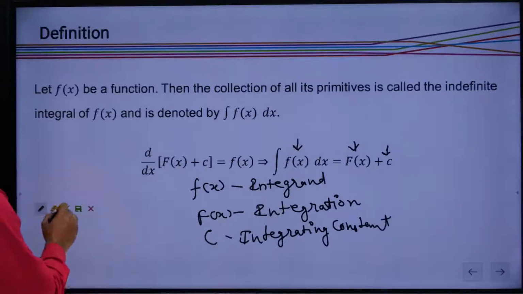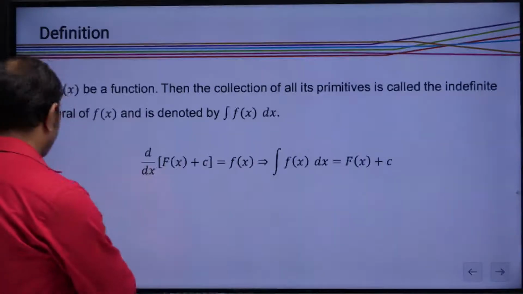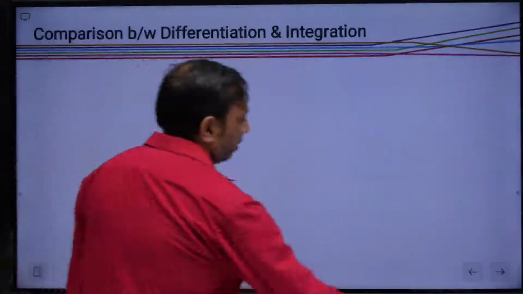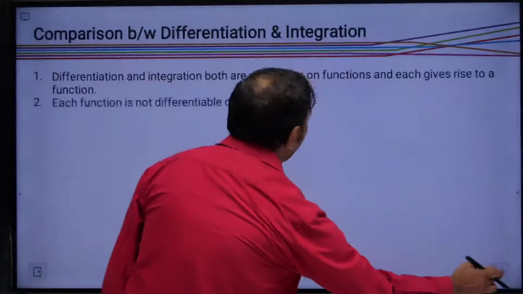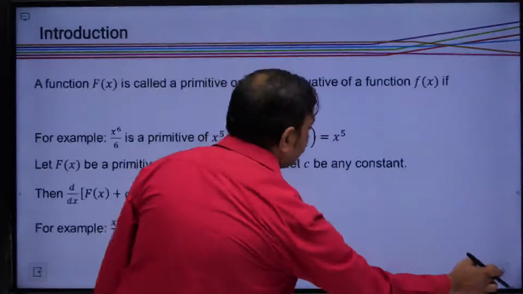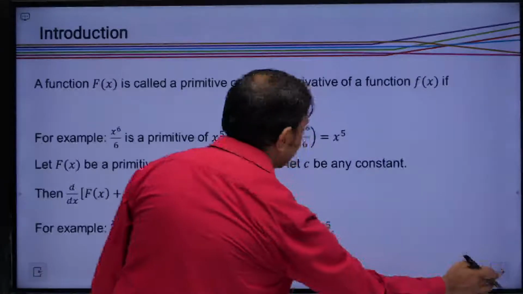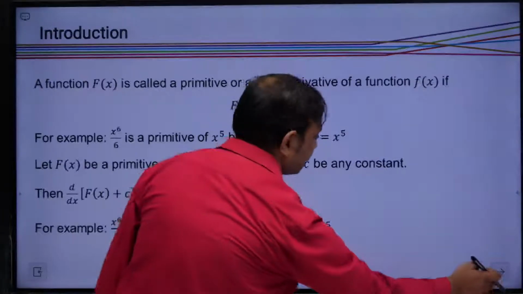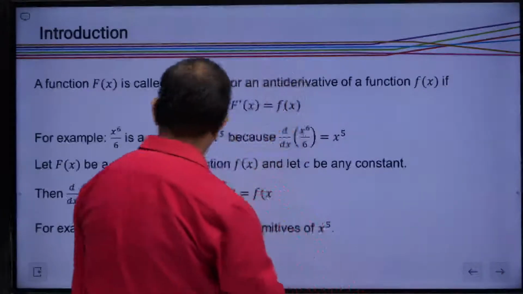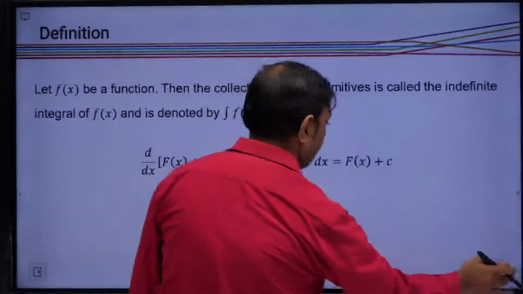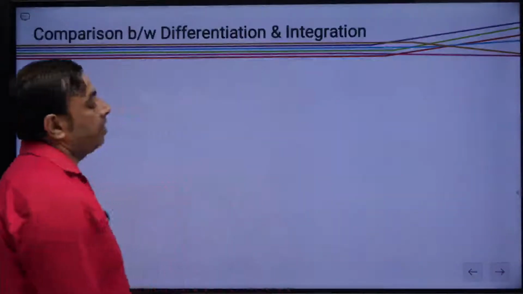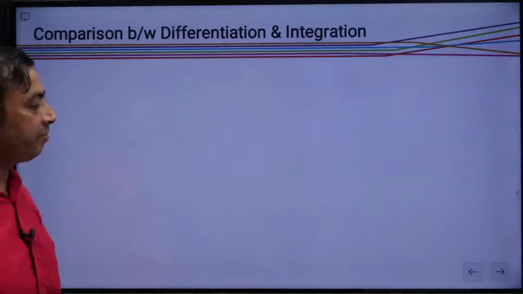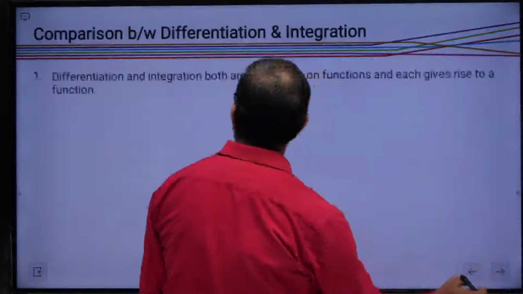Now, before going to the basic formulas of integration, let's try to understand the difference between integration and differentiation. When we look at the basic comparison, how is differentiation different from integration?